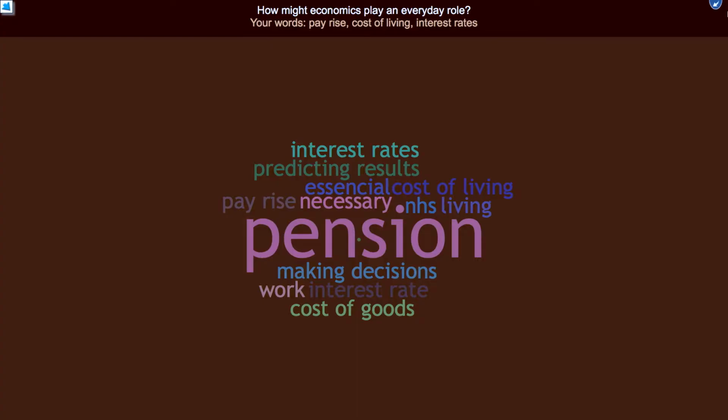So we can see here pensions are coming up as the biggest thing. Pay rise, necessary things, making decisions, work, cost of goods, interest rates, cost of living, NHS, predicting results and interest rates. So some really interesting things here, both in terms of some of those economic goods or assets, but also very interesting about predictions and modelling and the application of economics.